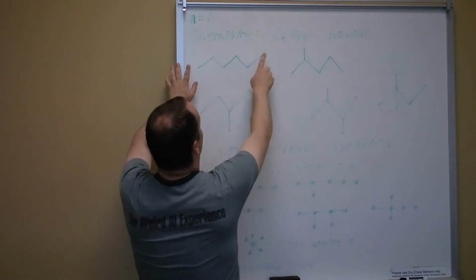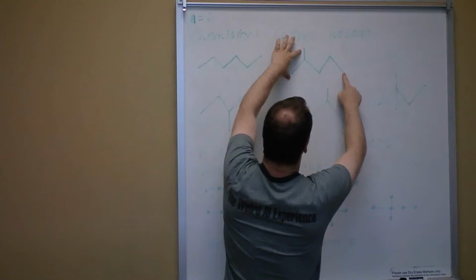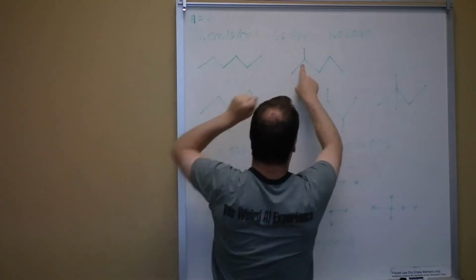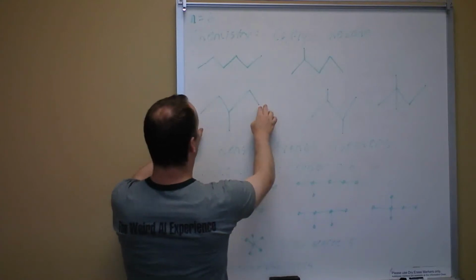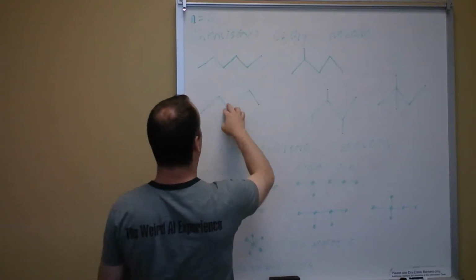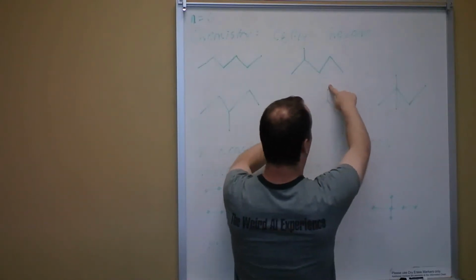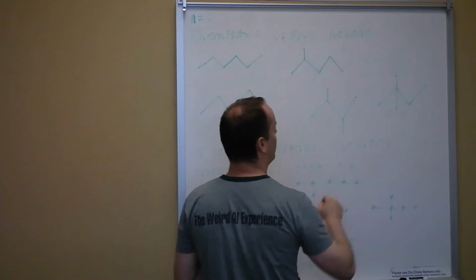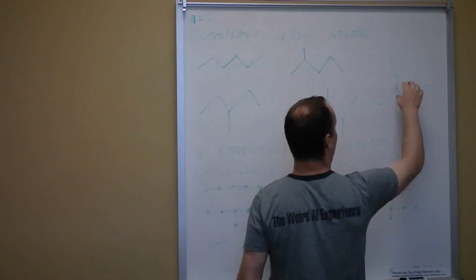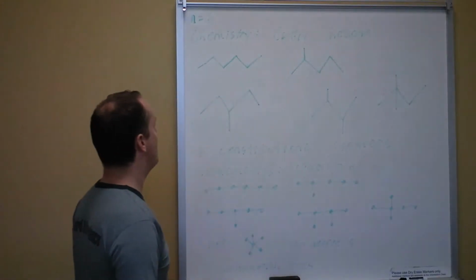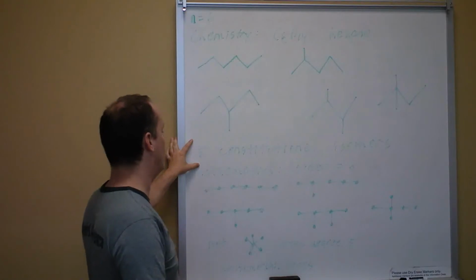So here we have a pair of primary carbons and a bunch of secondary carbons. Here we have 1, 2, 3 primary carbons, a couple of secondary carbons, and a tertiary carbon. Here we have 1, 2, 3 primary carbons, a couple of secondary carbons, and another tertiary carbon. Here we have 1, 2, 3, 4 primary carbons and a couple of tertiary carbons. And here we have 1, 2, 3, 4 primary carbons, a secondary carbon, and a quaternary carbon. So that gives us 5 constitutional isomers for hexane.